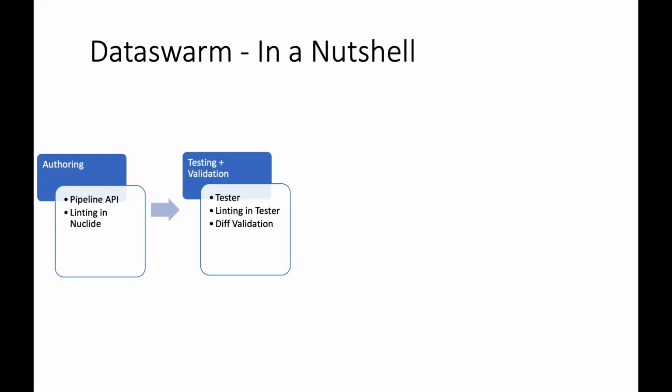Next stage, once you finish authoring, you want to test and validate. We provide the tester, so you can run the pipeline in a test environment and validate the result. We also provide a linting tester so that we can catch errors, like static errors, semantic errors, or syntax errors. Some people don't want to use Nuclide, they just want to use Emacs or Vim. So this is a second chance to catch the static errors.